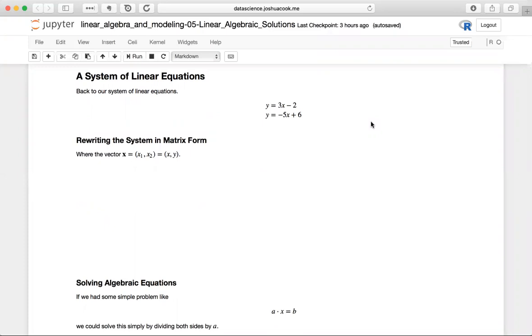And what I'm going to do is rewrite this system of equations in matrix form. And this is probably something that you haven't seen before. And that's all right. We're going to start from the beginning. So what I'm going to do to start here is I'm going to rewrite these with both variables on the left here. So this is the first equation, and then this would be the second equation.